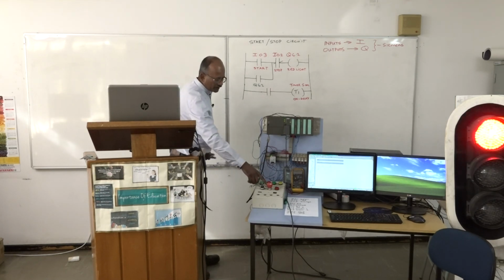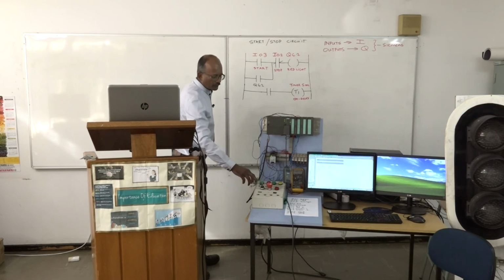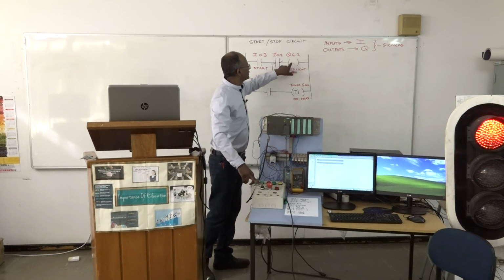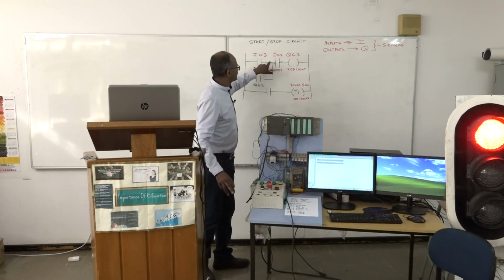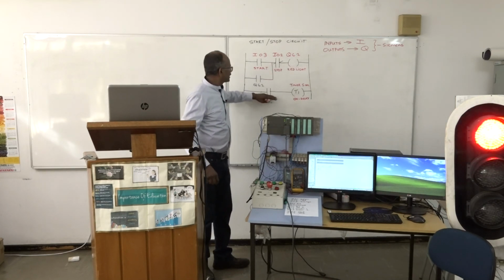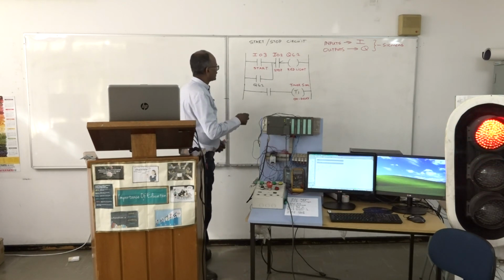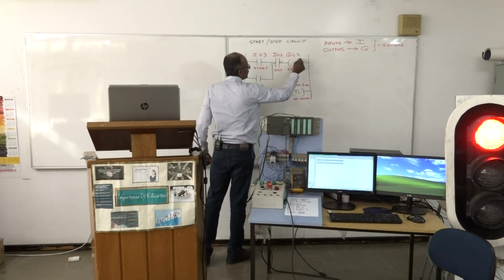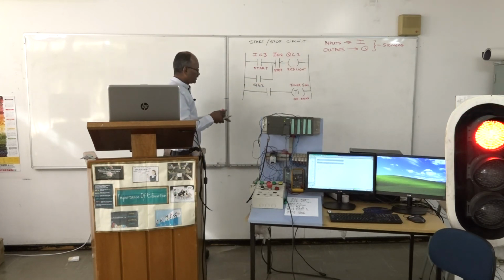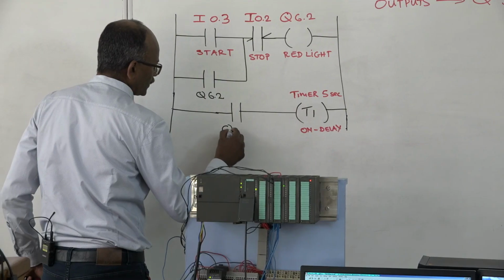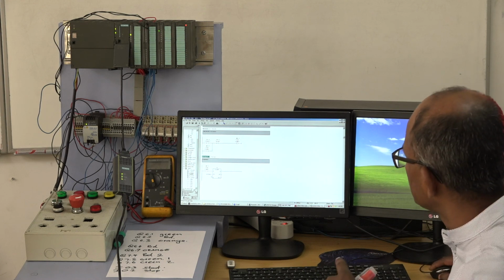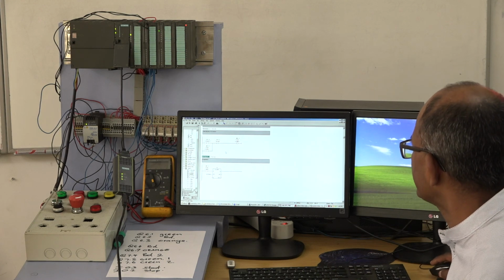How do I know that the red light is on? When I press the start button, we said Q6.2 is actually energized. It latches itself, so it's on. And from that point, I want the timer to start timing. So remember, I said I can have as many normally open, normally closed switches attached to that coil as I want. So I'm going to call this as well Q6.2. And you can see the red light is going to turn the timer on. After 5 seconds, it must turn the red light off.